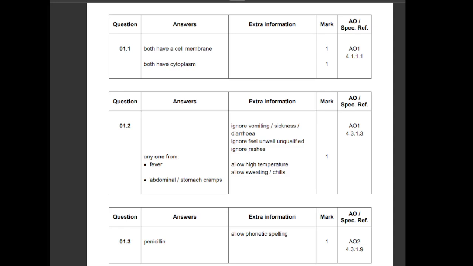Question 1, as you can see, both the options both have a cell membrane and both have a cytoplasm. That's a comparison between the bacterial cell and the animal cell. And the symptoms of food poisoning, anyone can be from fever, abdominal cramps or stomach cramps. They also allow high temperatures, sweating, chills, and they explicitly said ignore vomiting, sickness, diarrhea, feeling unwell or ignore rashes. And the first antibiotic produced was penicillin.